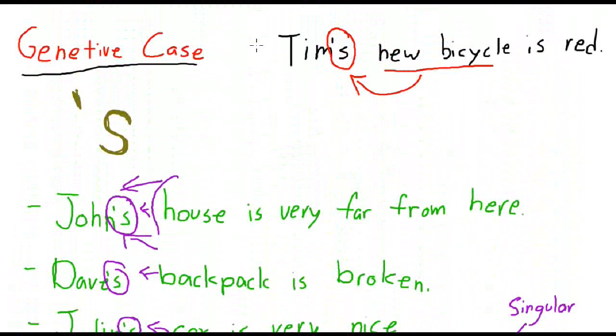But always remember, genitive case is apostrophe S. And when we use it, it shows that the person who has the apostrophe, the next object is theirs. So like in the first example I wrote, Tim's new bicycle is red. The new bicycle is Tim's.